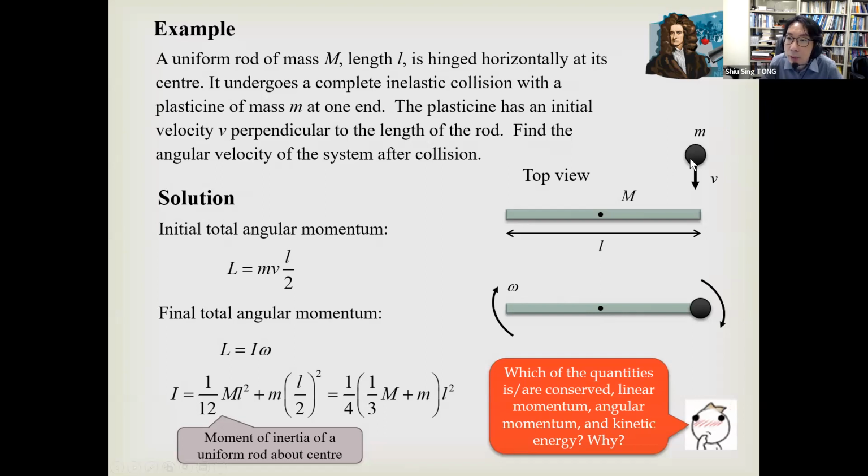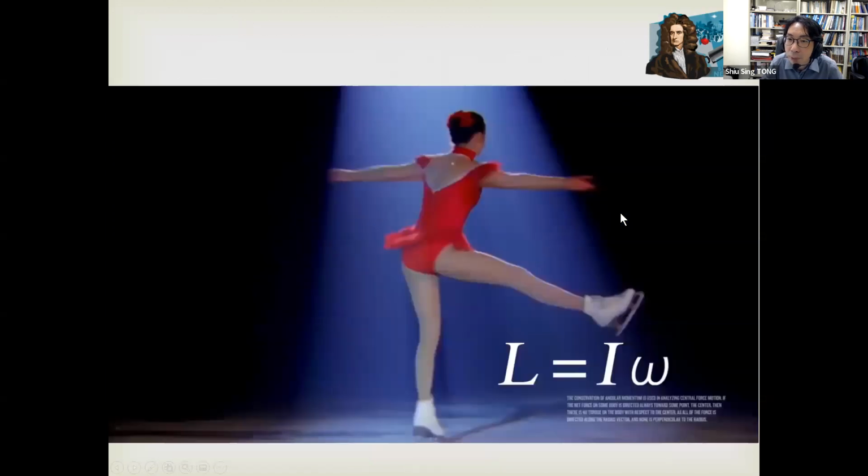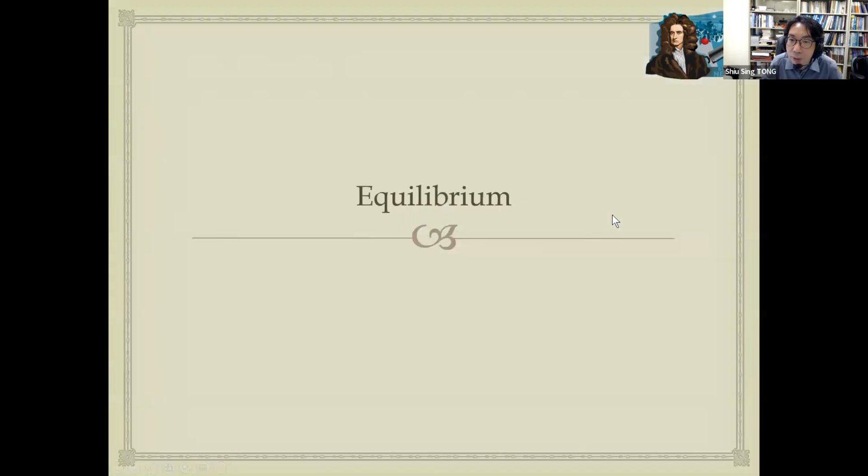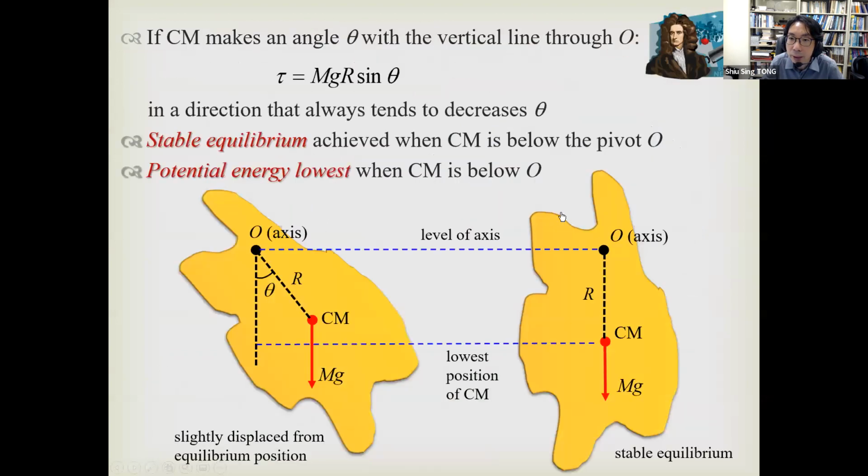Now the most difficult part of this problem is how to write down the initial angular momentum. Initially, the rod is not moving, but the plasticine, due to its velocity at a distance from the center of rotation, still carries angular momentum. But how do we find that? Remember, we have this definition. Sorry, I should go back a little bit.